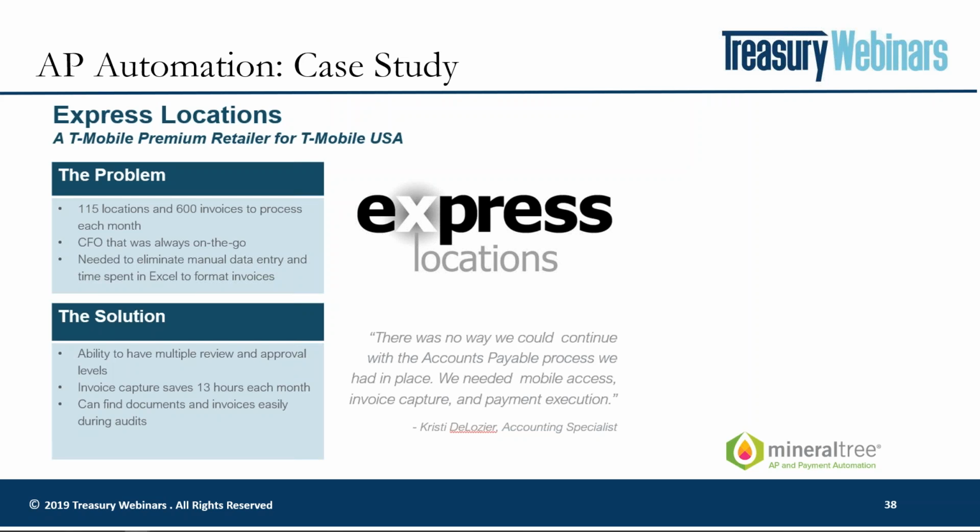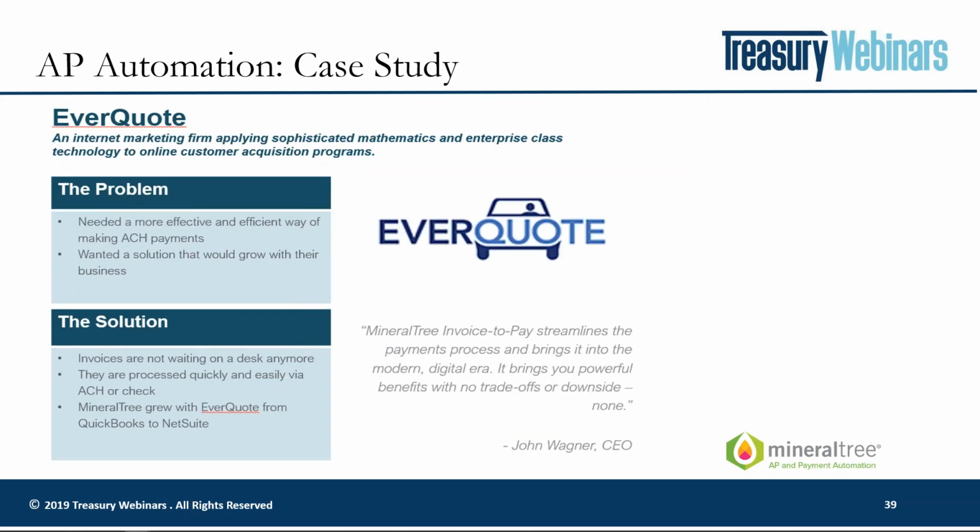So again, that time savings, that productivity, and then it really helps them on the control side. So the first one we saw, okay, invoice processing costs, manual entries. This case study for Express Locations, a premium retailer for T-Mobile USA, we saw concerns on the control side and that manual data entry. So you'll see it's usually a multi-layer value proposition. It's a win-win, right? Lower cost, improved productivity, but also better risk management as well.